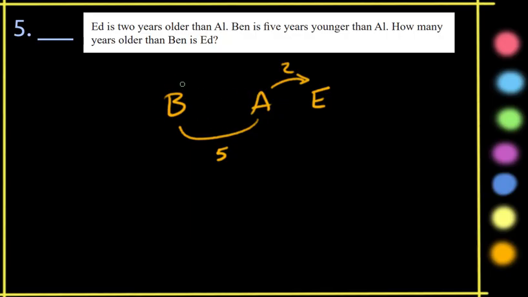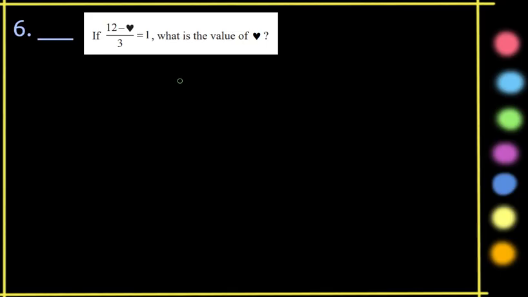Okay, older than Ben is Ed, so we're going all the way from here up to here. So how many years is that? Well, it's just going to be 5 plus 2, which is 7. So we'll put 7 in for that one. Okay. Let's go on to number 6.